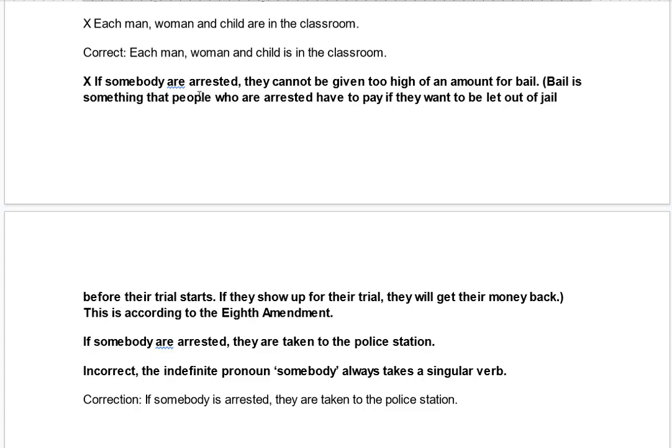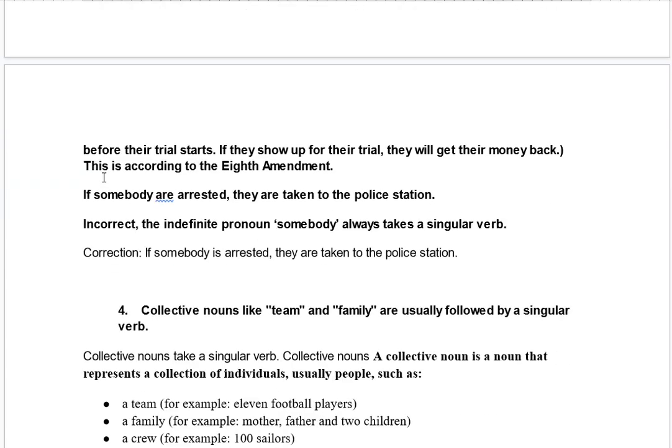If somebody are arrested, that's not right because somebody is always singular. So if somebody is arrested, they cannot be given too high an amount for bail. If somebody is arrested, they are taken into police custody. So for the indefinite pronoun somebody, it always takes a singular verb.